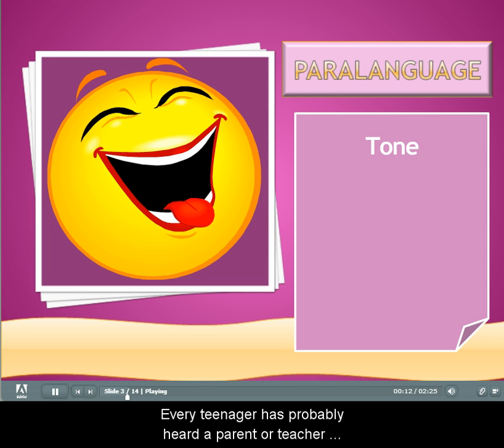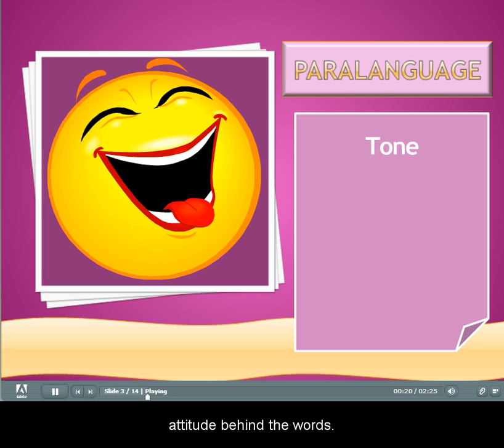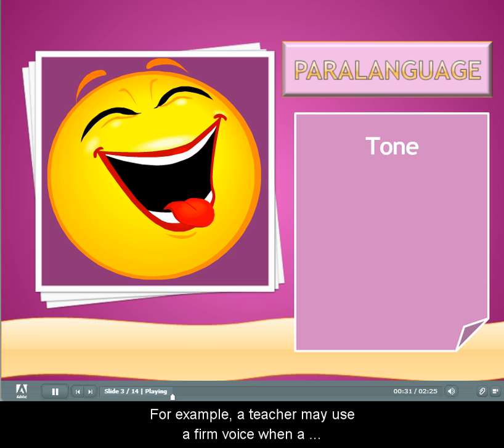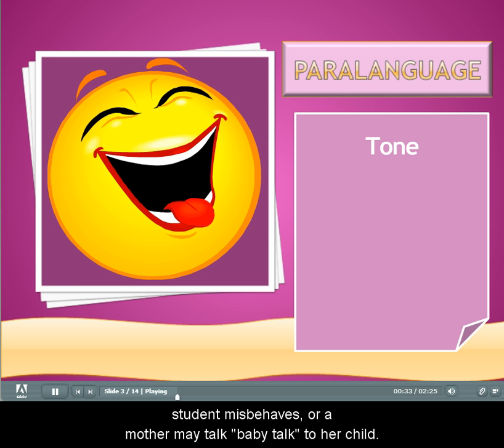Every teenager has probably heard a parent or teacher say, "Watch your tone," or "Don't use that tone with me." Tone conveys to the listener the emotional meaning or attitude behind the words. Often we can tell that a person is upset, angry, excited, or bored by the way they are speaking. For example, a teacher may use a firm voice with a student misbehaving, or a mother may use baby talk with her child.